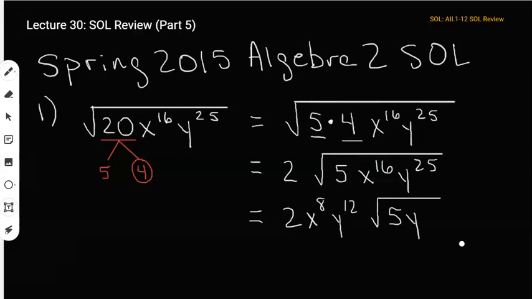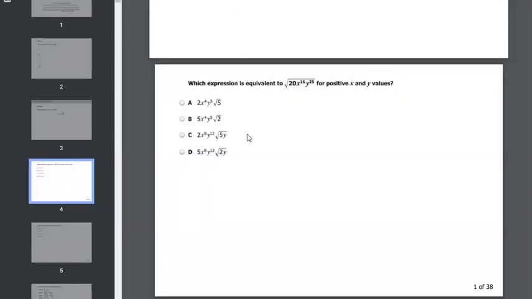And there we go. The only thing that should be left under the radical is a 5y. So what is this going to be? A, B, C, or D? Looks like it's going to be C.